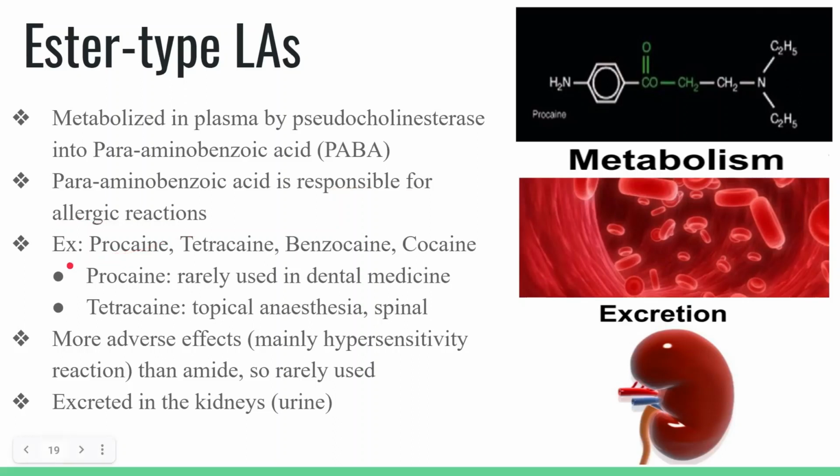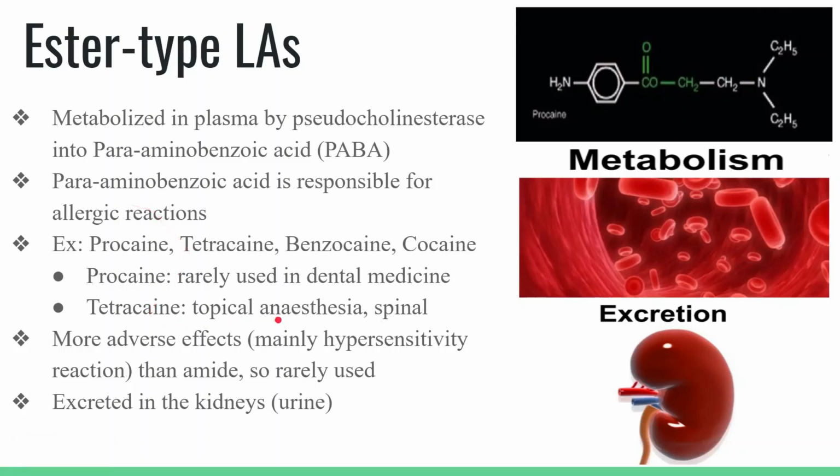Examples of ester type local anesthetics include things like procaine or tetracaine or benzocaine or even cocaine. Even though we know cocaine as being an indirect sympathetic agonist, it also acts as a local anesthetic. This is again an interesting piece of information to know. Procaine is rarely used in dental medicine. It was very heavily used back in the day. It was called Novocaine, and it was used extensively in dental clinics. But again, because of the production of para-aminobenzoic acid and because of the hypersensitivity risk, it has been completely discontinued and it is no longer used.